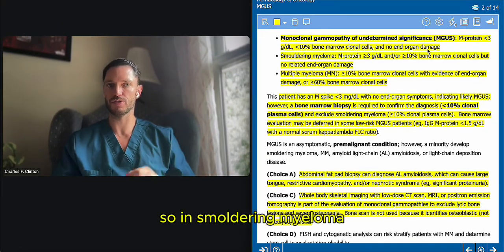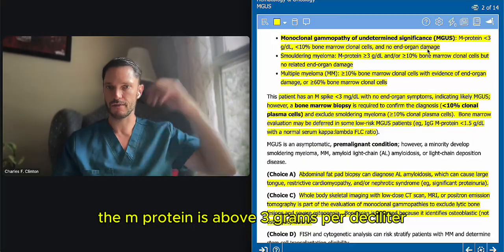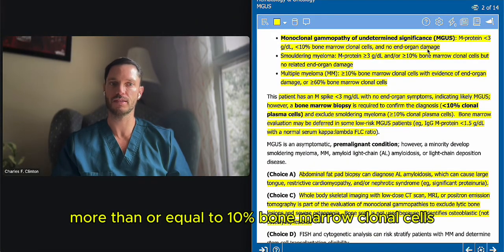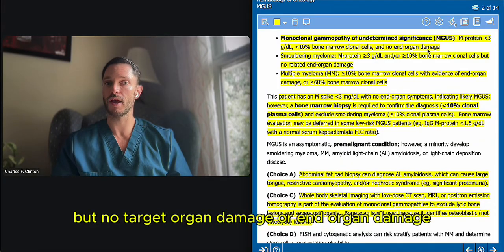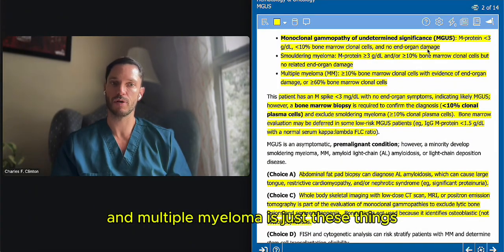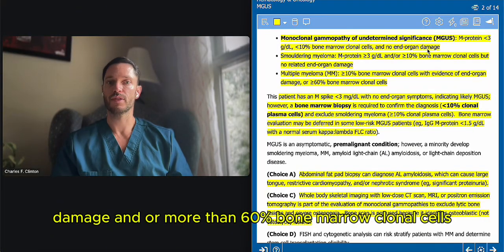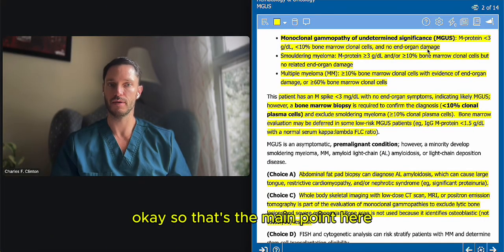The next one is smoldering myeloma. In smoldering myeloma, the M protein is above 3 grams per deciliter and/or there are greater than or equal to 10% bone marrow clonal cells, but no target organ damage or end organ damage. And multiple myeloma is just these things plus end organ damage, or more than 60% bone marrow clonal cells. Okay, so that's the main point here.